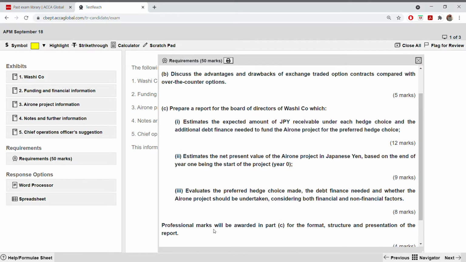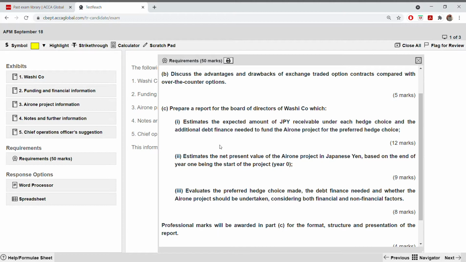Prepare a report for whom? For the board of directors of Vashi company. So when you're making a report, you have to mention that you are writing the report to the board of directors of Vashi company, the first line. Second comes your introduction, then your main body, and your conclusion. Okay, and the order of your report is the order of the requirements given to you in part C.